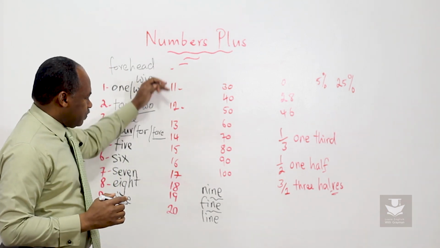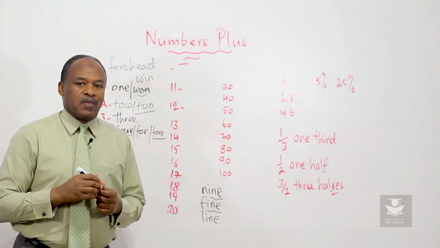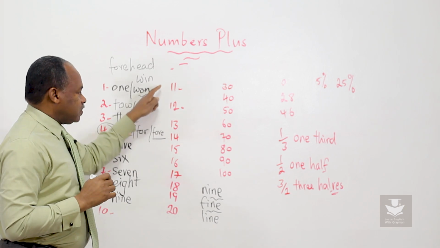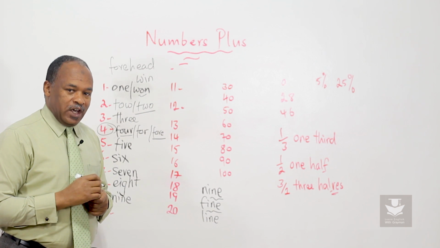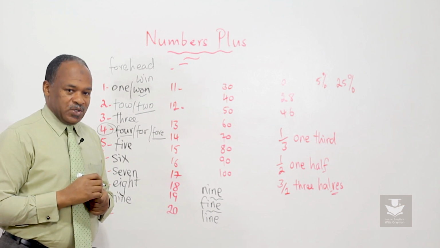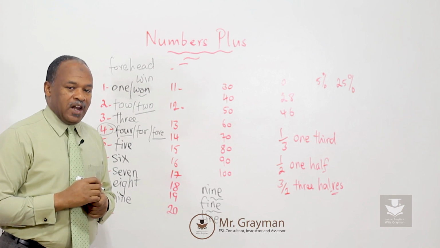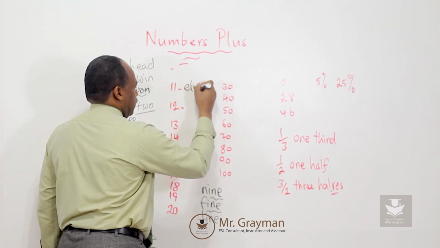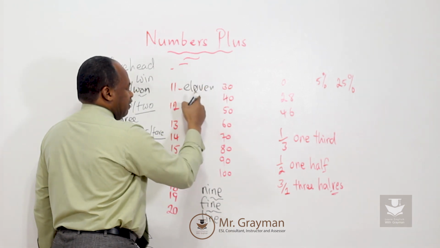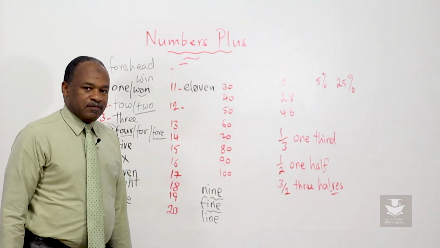Okay, let's move here. Numbers from 11 to 20. Let's count it. Now, let's count. 11, 12, 13, 14, 15, 16, 17, 18, 19, 20. How do you spell 11? E-L-E-V-E-N. And how do you write 12?